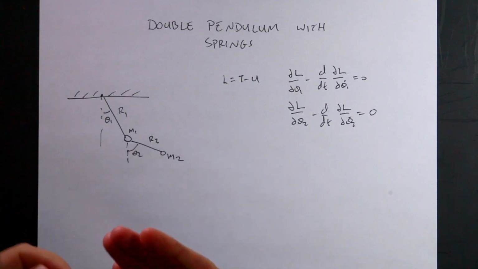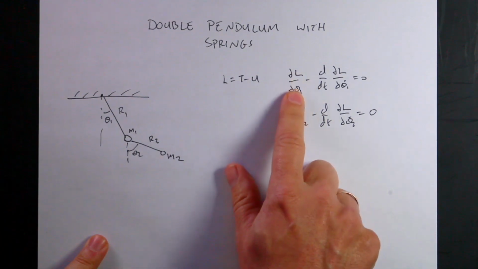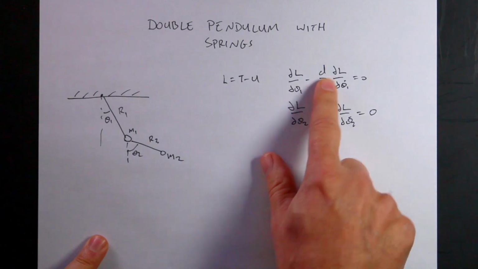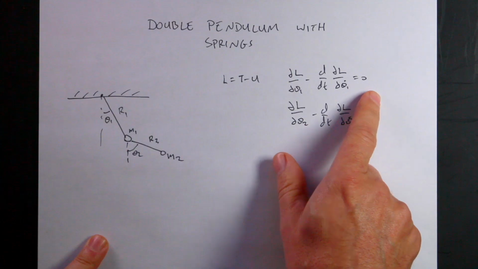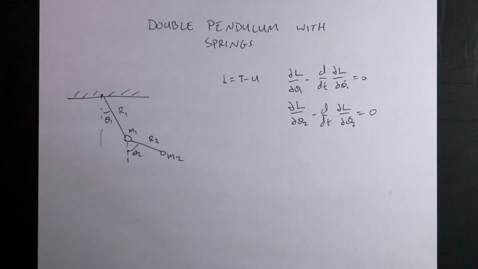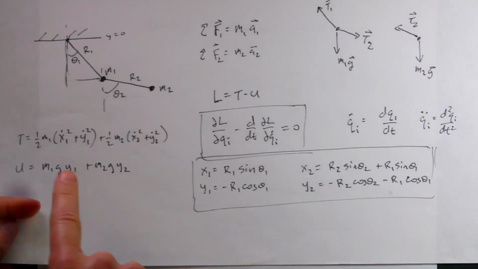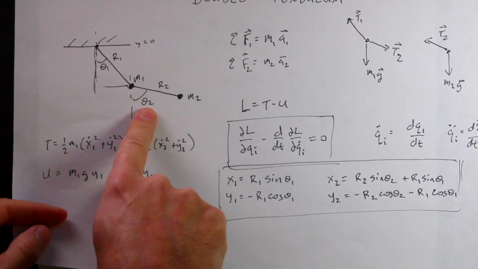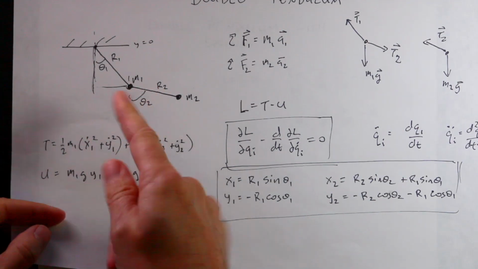But then it gets even worse because I have to use the Euler-Lagrange equation: partial of L with respect to theta 1 minus d/dt of partial of L with respect to theta 1 dot equals 0, and do the same thing for theta 2. Let me just show you where I've already done this video, and you can go look at all the details. But this is what you would have to do because the kinetic energy in polar coordinates is not trivial, especially for this one, since this point moves and theta 2 moves too.